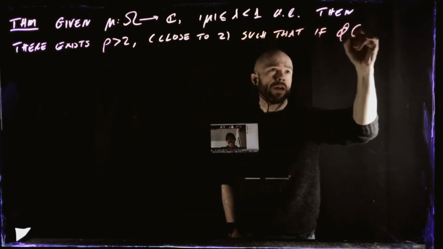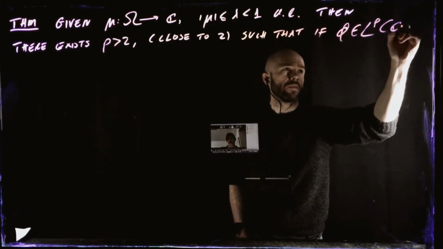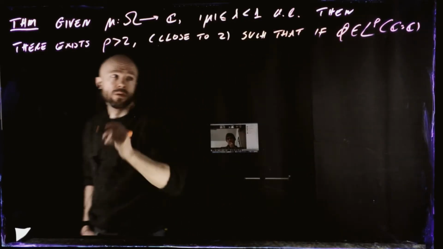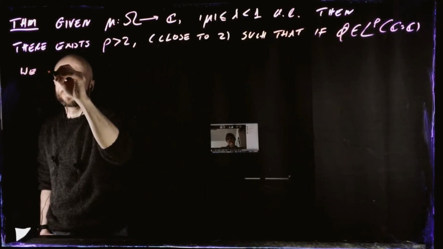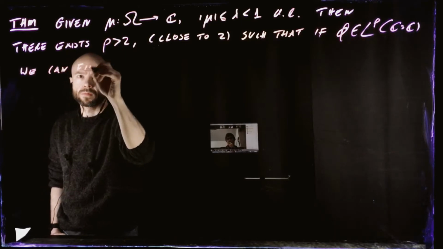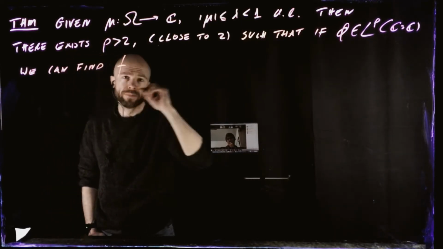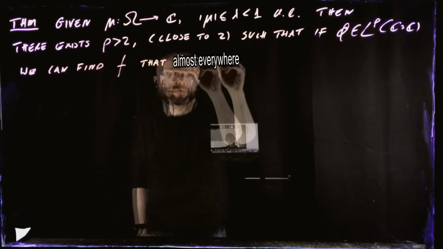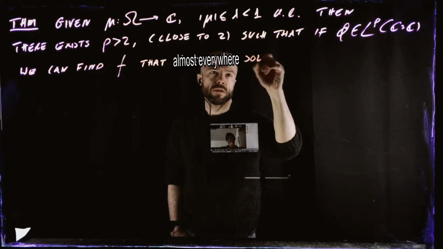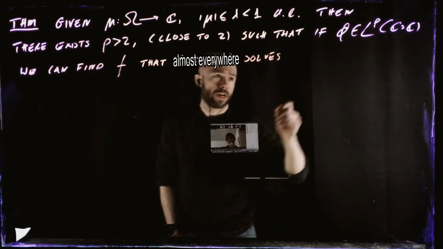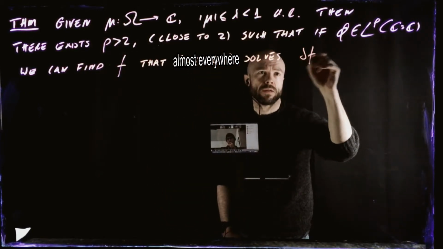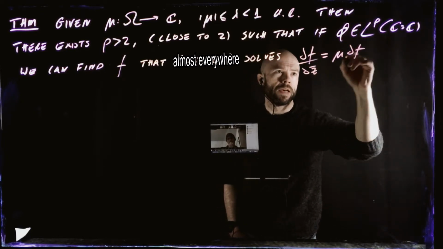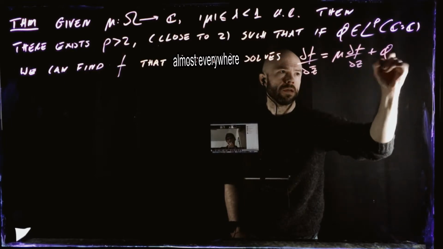if we have some phi belonging to L^p, complex numbers into the complex numbers, we can find f that solves the following Beltrami type equation, that df by dz bar is equal to mu df by dz plus this phi like this.